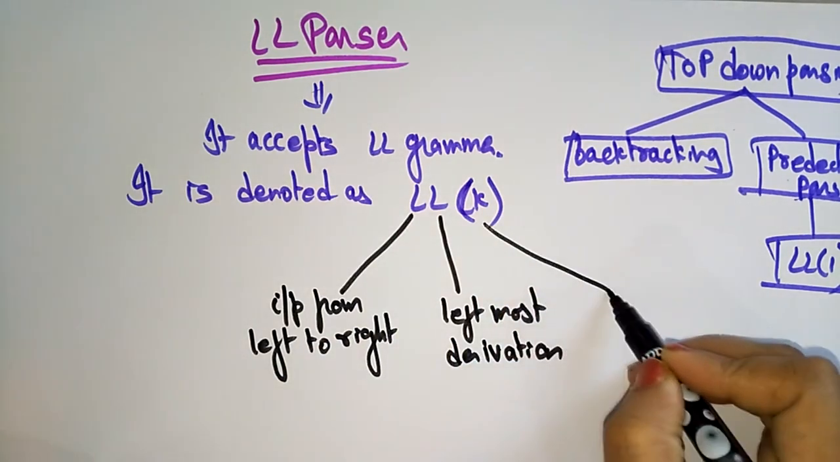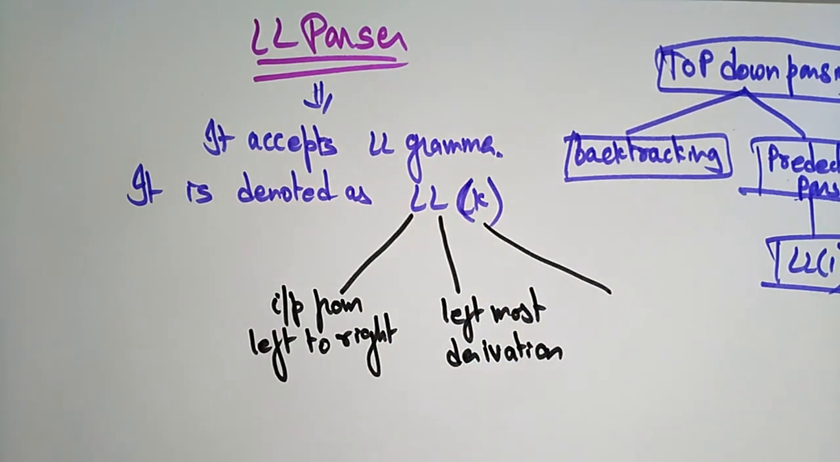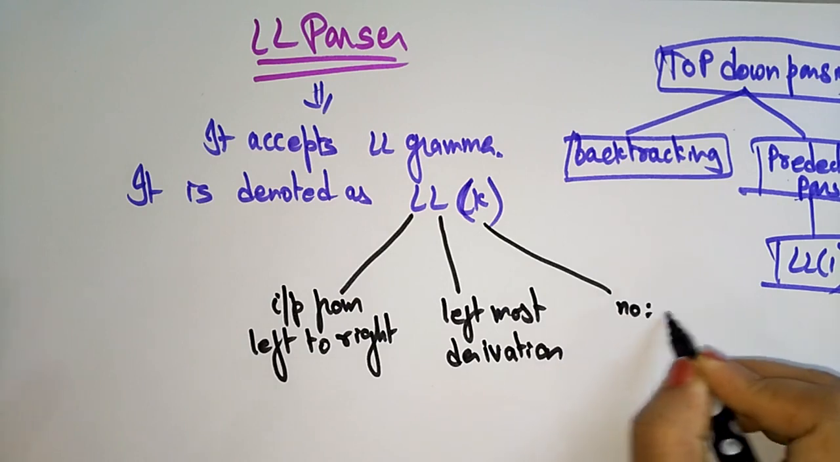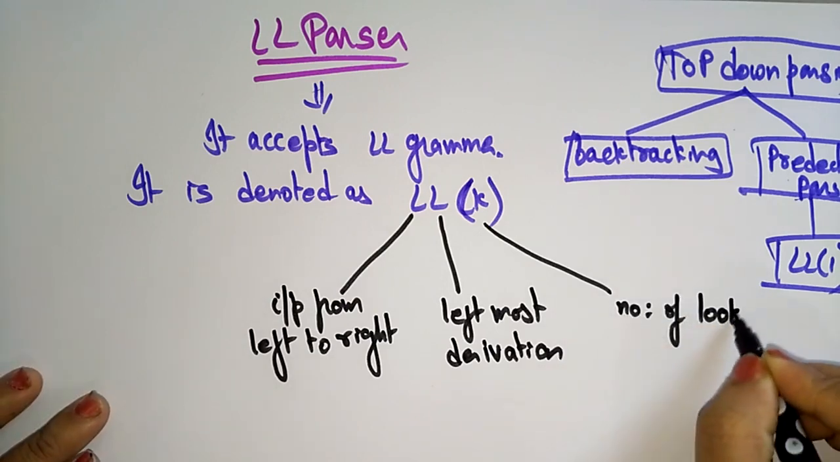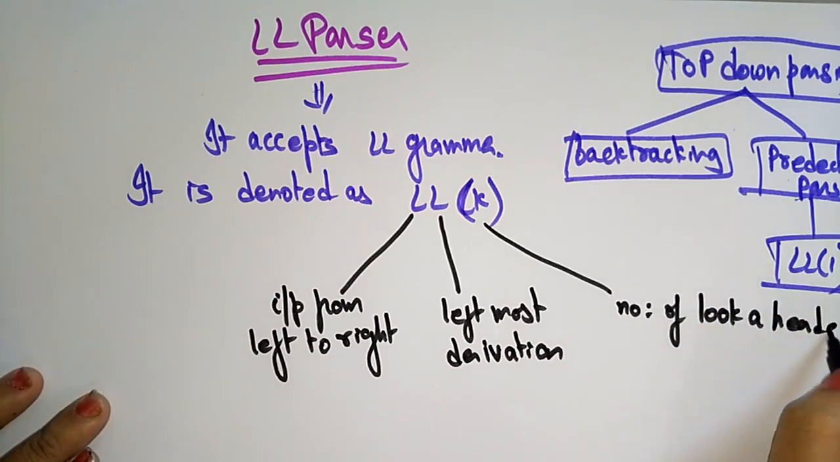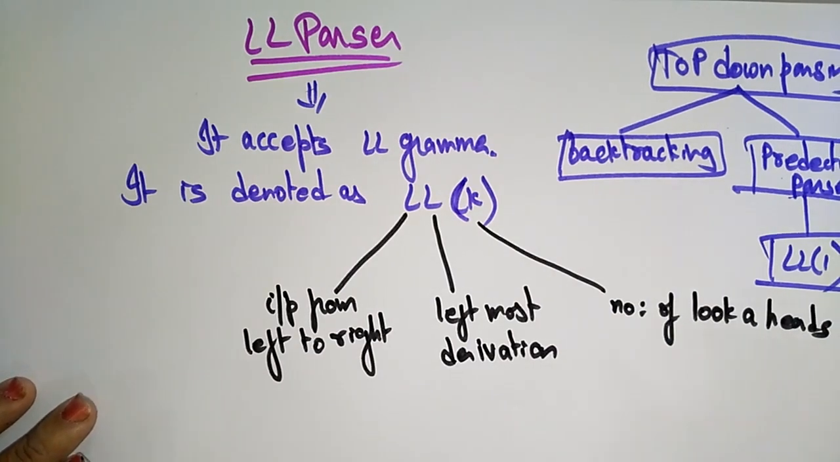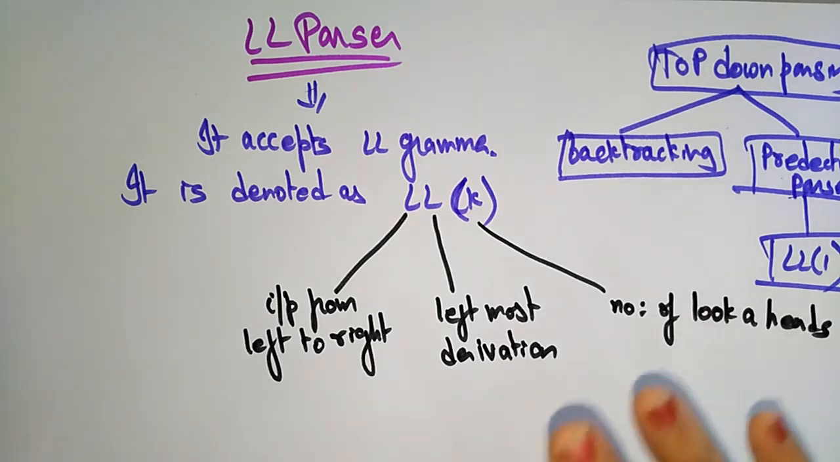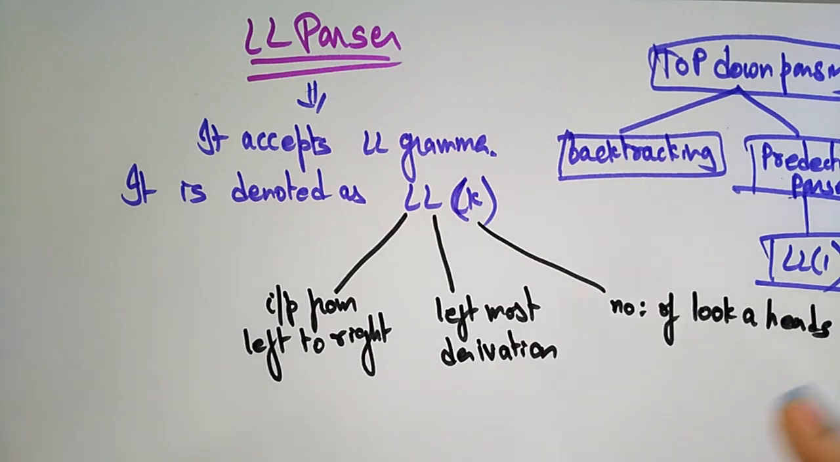And what about the K? The K is the number of look-aheads in the input string. Okay, how many input terminals are present in the grammar, and the non-terminals and the terminals both. How many terminals and non-terminals are present in this? So that is the number of look-aheads, how many times it is going to track the input string.